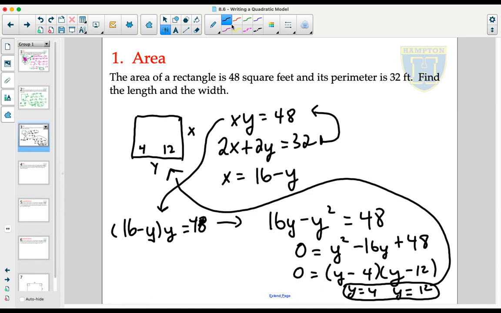The neat thing about this example is when y is equal to 4, then if you look right here, x would have to be 12, and when y is equal to 12, then x would have to be 4. So when you solve it in a question like this, you're solving it for both of the variables at the same time. Because of their product relationship right here in the area, you actually found both of the potential values at the same time, which is a neat consequence.